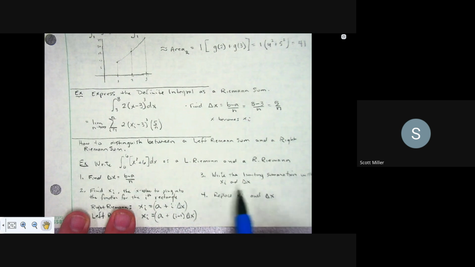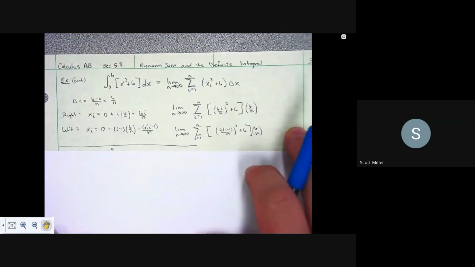Write the limiting summation with this and this, replacing those values right there, and let me go ahead and show you how this lays out. All right, so you can see how this is done. Let's look at this example right here. It walks you through the same problem, showing you how to do both of them.